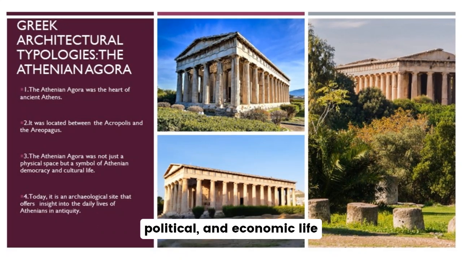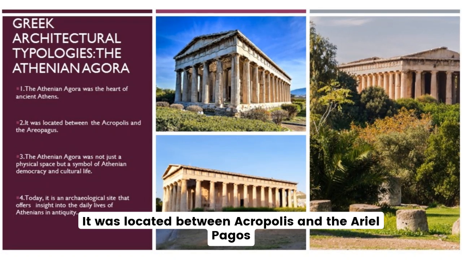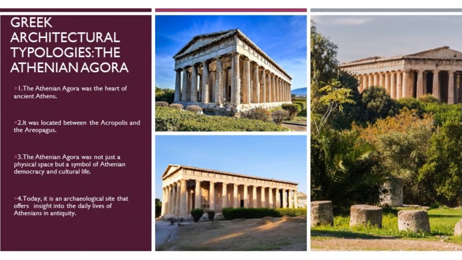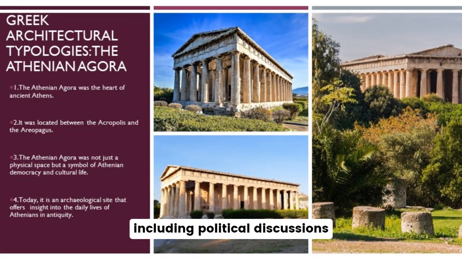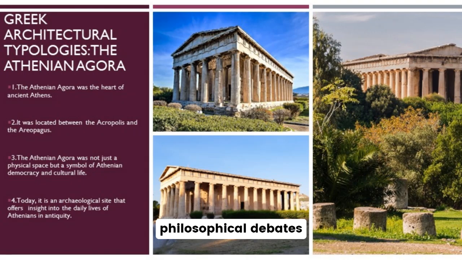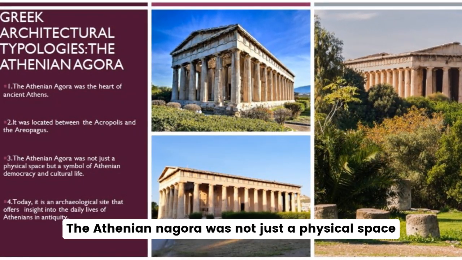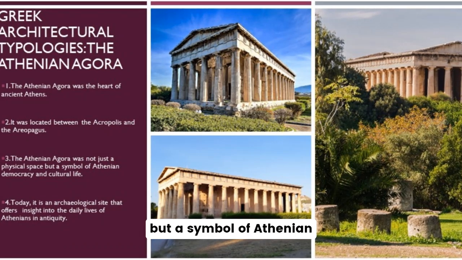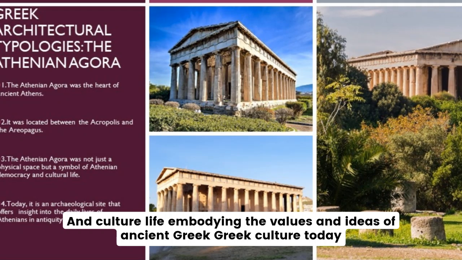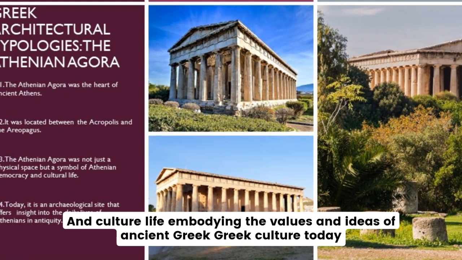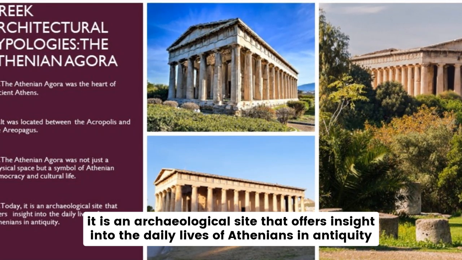facilitated social, political, and economic life. It was located between the Acropolis and the Areopagus. It was a bustling hub where citizens gathered for various activities including political discussions, philosophical debates, and market exchange. The Athenian Agora was not just a physical space but a symbol of Athenian democracy and cultural life, embodying the values and ideas of ancient Greek culture. Today it is an archaeological site that offers insight into the daily lives of Athenians in antiquity.